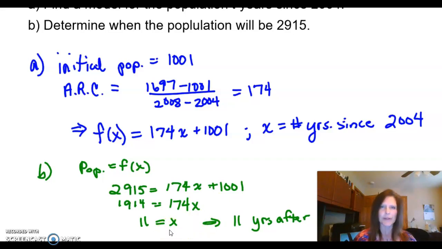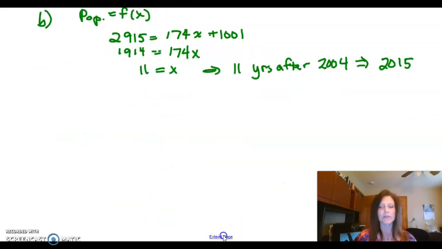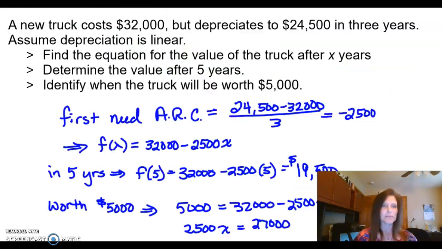Well, there is no year 11, that wouldn't make sense. So we go back to, what does x stand for? It stands for the number of years since 2004. So 11 years after 2004, add 11, you come up with the year 2015. Let's take a look at another.